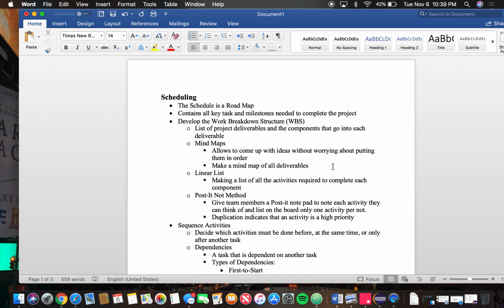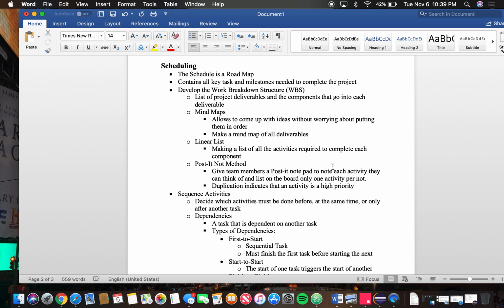So the next part was scheduling. This was all about scheduling your project. The schedule is a roadmap. It contains all tasks and milestones needed to complete the project.